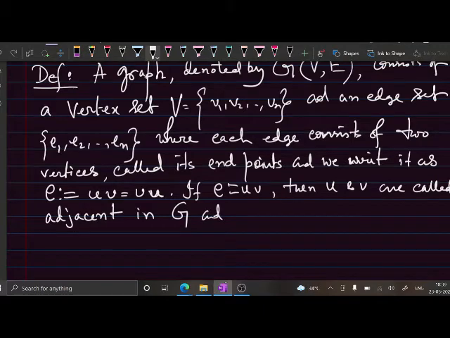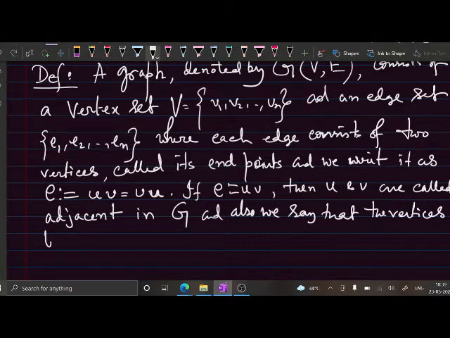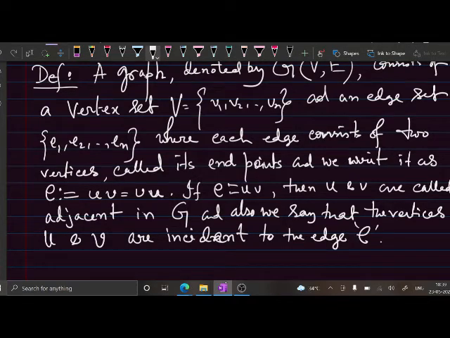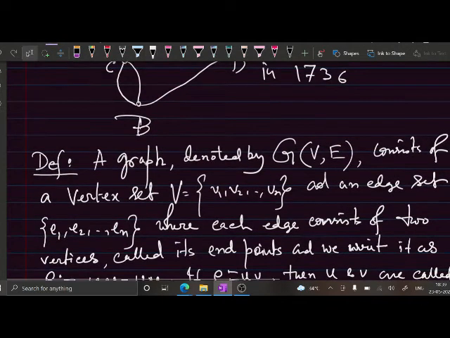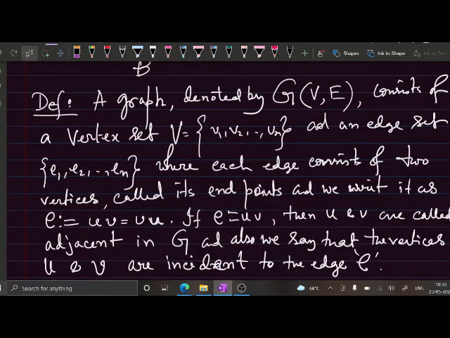Also we say that the vertices u and v are incident to the edge e, as you have specified that e is equal to UV. So in this way you can define a graph which consists of a vertex set and an edge set. A vertex set is a finite set consisting of finitely many elements, suppose v1, v2, ..., vn, and the edge set is also a finite set, e1, e2, ..., en.